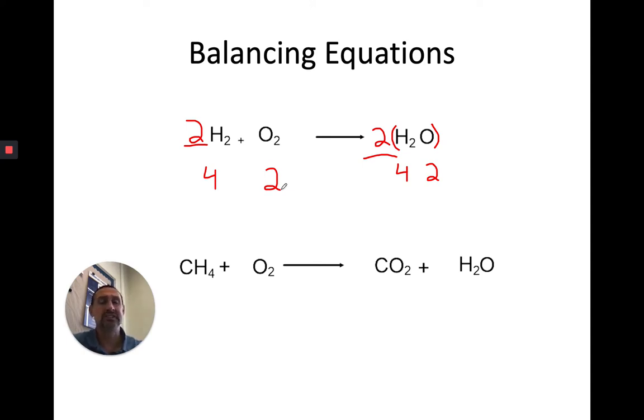You work on the second one down there for a minute. Pause the video, and see if you can figure out how to balance that chemical equation.